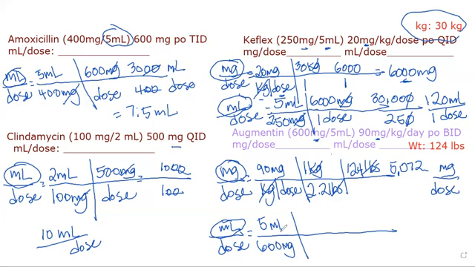And then what can we use to cancel out our milligrams? Well, we already calculated it right here, so we can do 5,072 milligrams per dose. That's going to cause us to cancel out our milligrams, and we're left with milliliters per dose. That's what we want. And from here, we're going to do 5,072 times 5. And then that equals 25,363.